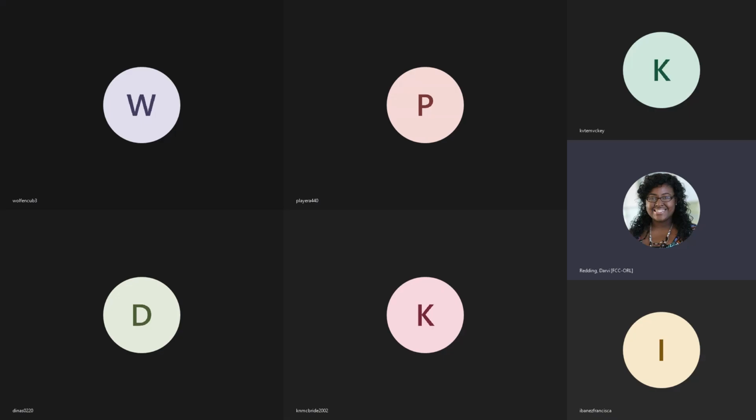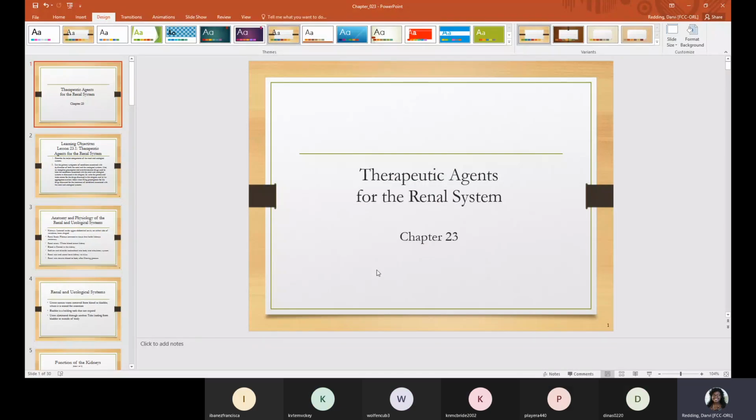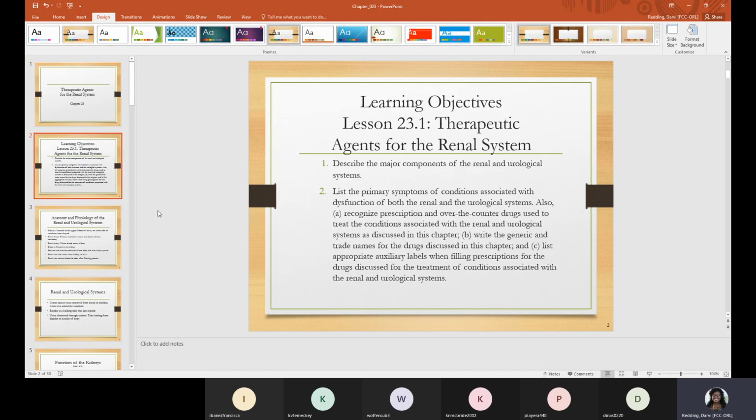Right, so today we are going to be learning from chapter 23, which is Therapeutic Agents for the Renal System. This is taken from Mosby's Pharmacy Technician: Principles and Practice, 5th edition. In this chapter, you as the pharmacy technician student will be learning the following objectives.